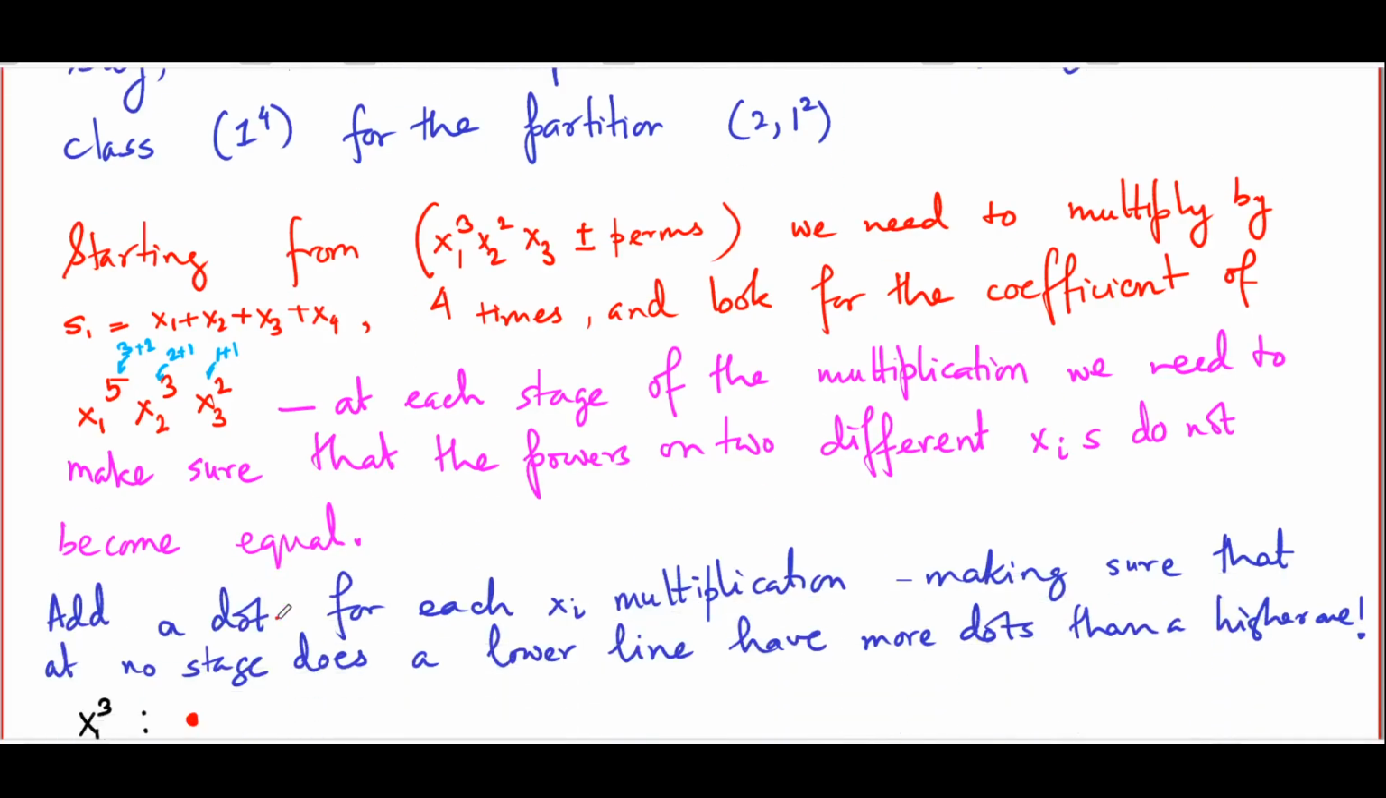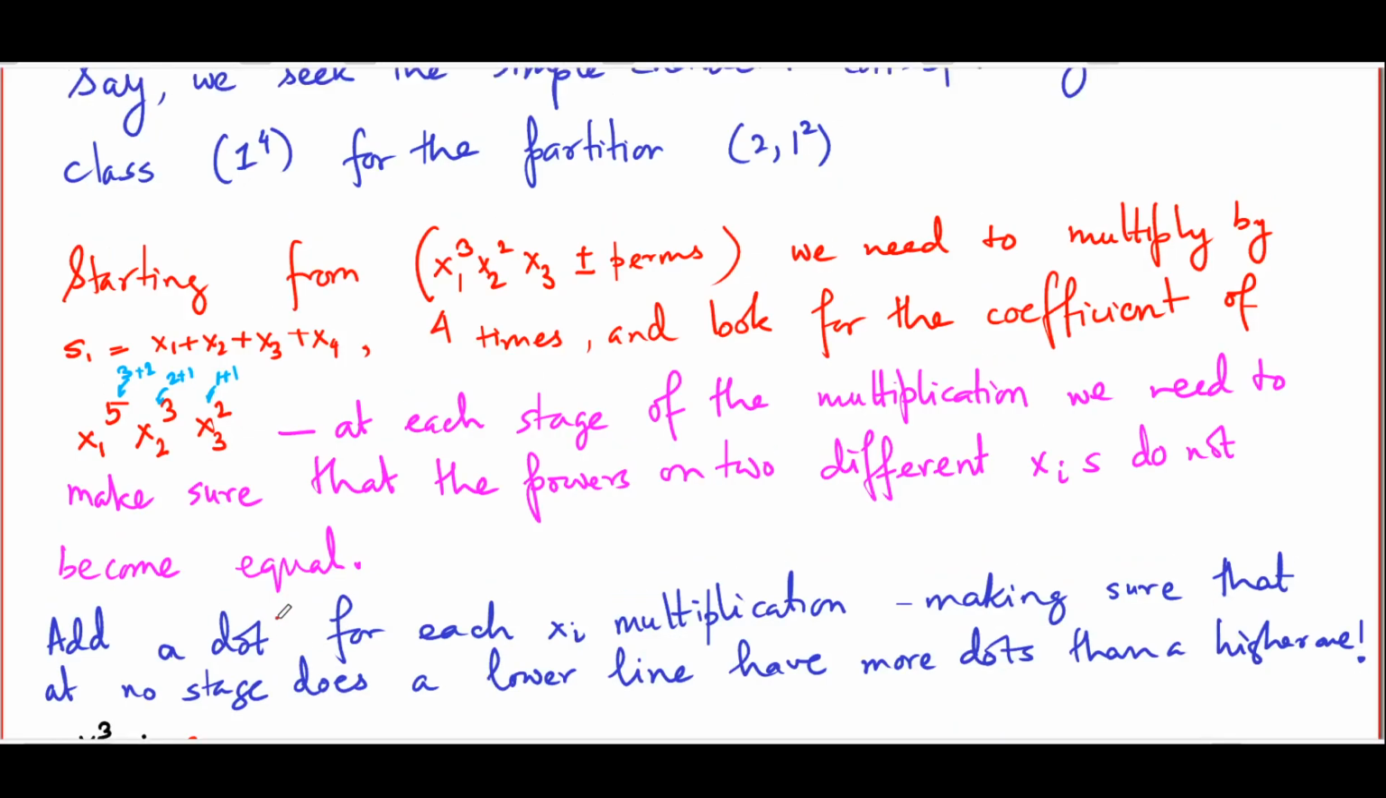So what we are going to do now is essentially carry out this calculation without writing down all the powers of x's. We are just going to put in a dot for a multiplication by x1 in the first row of our graph, or a dot in the second row for a multiplication by x2, and so on. And what we have to do is make sure at no stage does the lower line have more dots than the higher one. Remember, we are starting with powers which go in a descending order 3, 2, 1.